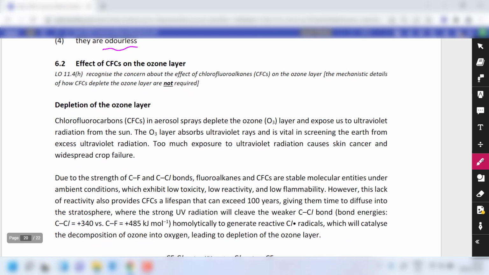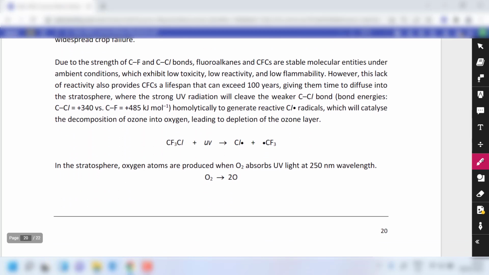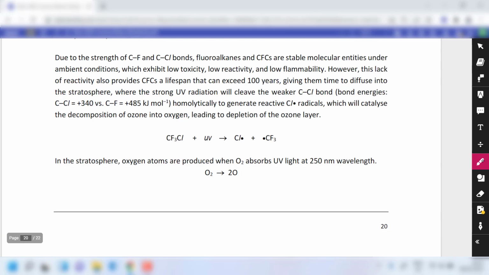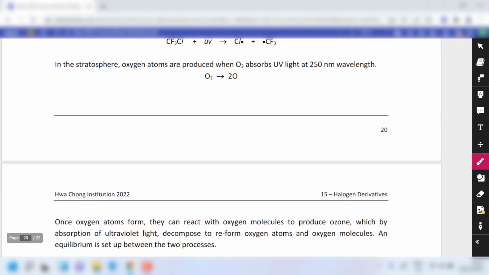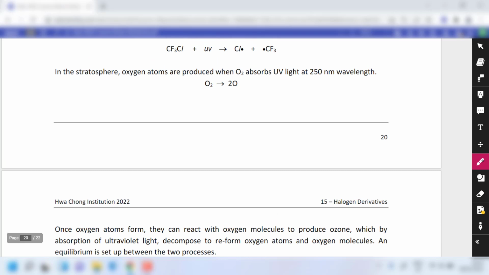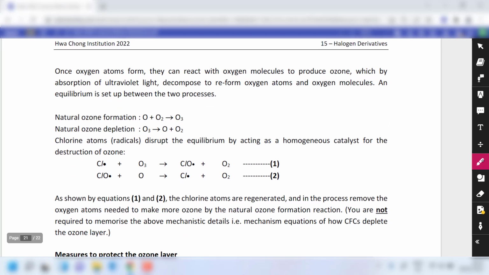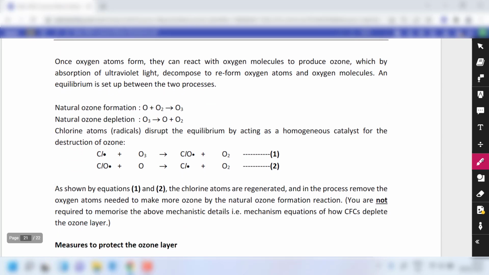How does CFC result in ozone depletion? The one which results in ozone depletion is more of the C-Cl bond rather than the C-F bond. Okay, so you can read about it here, largely due to the presence of the UV light, which allows homolytic cleavage between C and Cl, rather than C and F, because the C-F bond is too strong. Then because of that, it leads to the depletion of the ozone layer, because the oxygen atoms being formed will continue to react with the chloro radical.